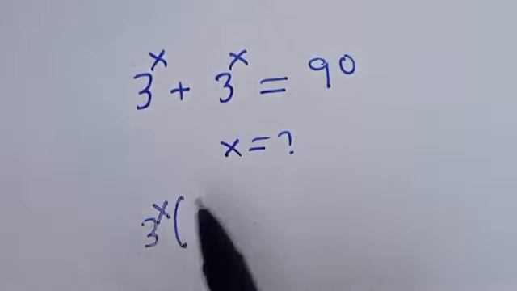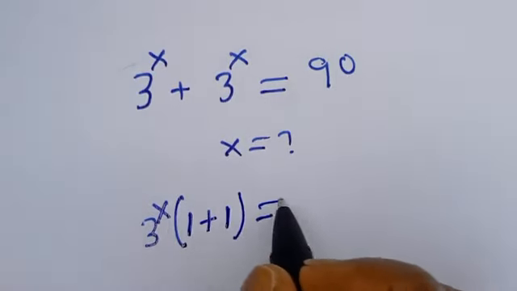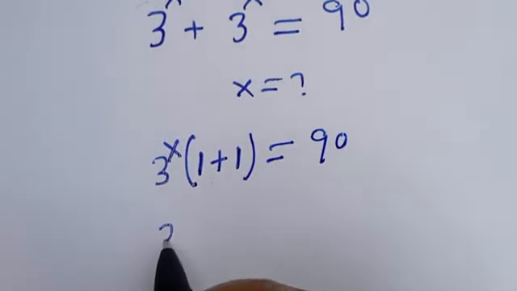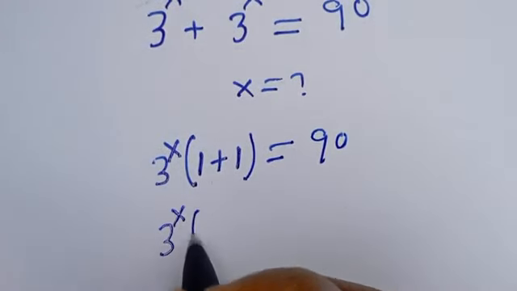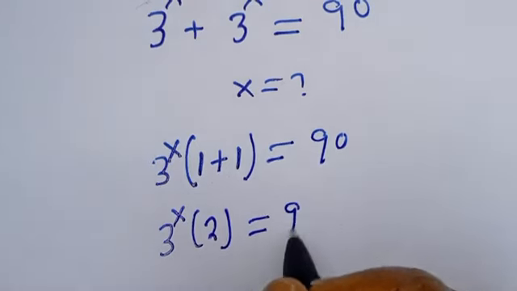If you divide this by this, we have 1. Plus, if you divide this by this, we have 1. This is equal to 90. Then here, this is 3 to the power of s, bracket 1 plus 1, 2, is equal to 90.